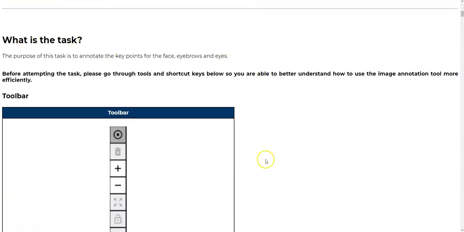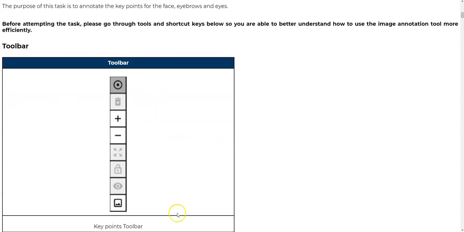So what is the task? The purpose of this task is to annotate the key points for the face, eyebrows, and also eyes. This is the toolbar that you'll be using for the key point annotation.